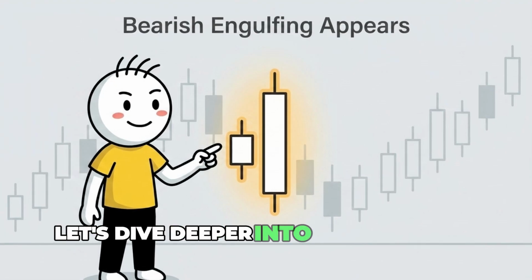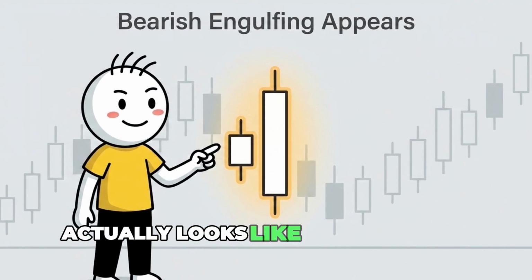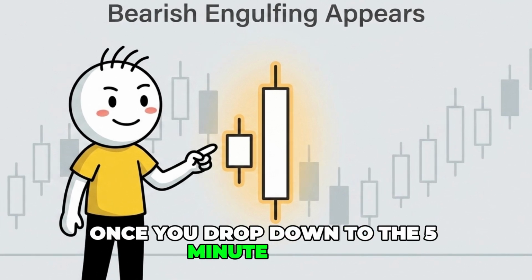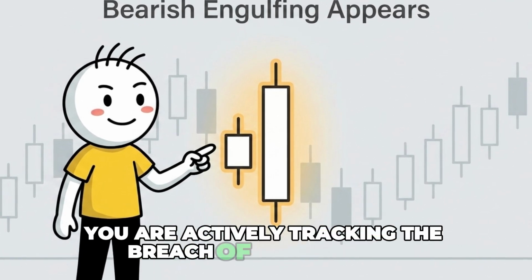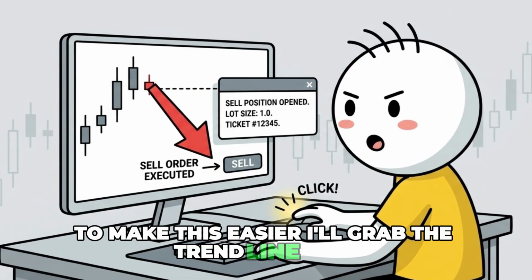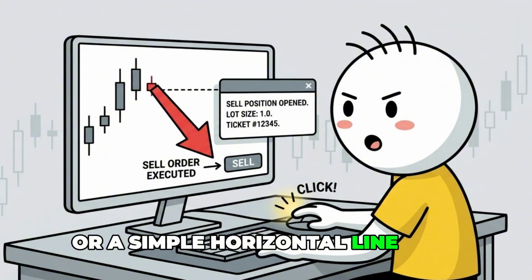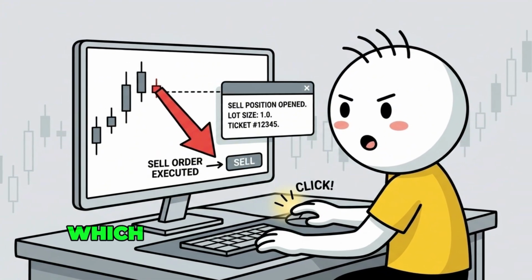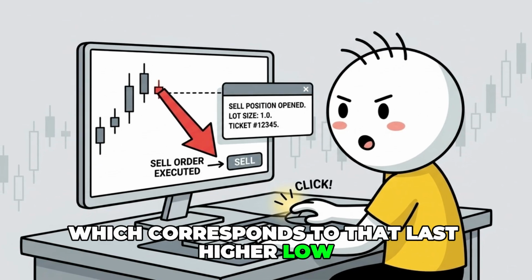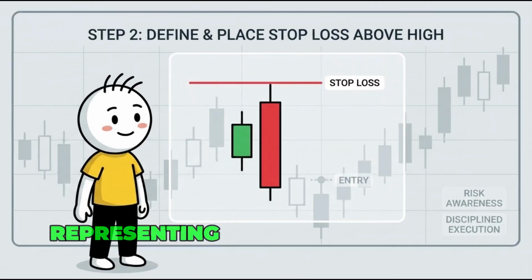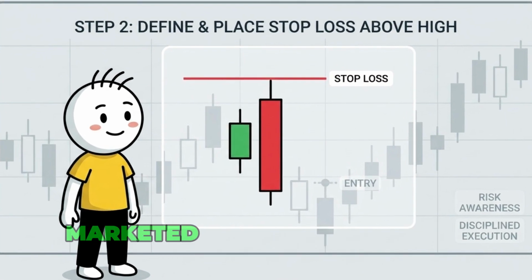Let's dive deeper into what a break of structure actually looks like on the lower time frame. Once you drop down to the 5-minute chart, you are actively tracking the breach of recent highs or lows. To make this easier, I'll grab the trendline tool or a simple horizontal line tool to map out the recent boundaries. Here is our recent low, which corresponds to that last higher low we spotted on the 1-hour chart. And up here is our recent high, representing the highest point the price has tagged recently.